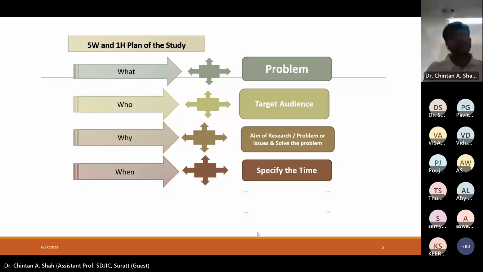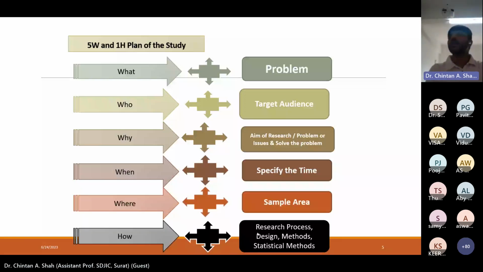Then where? You have to identify the sample area from where you can get the data, and how? Through process, through method, through the statistical techniques that we have. So this is very important, 5W and 1H. Whenever you are doing research, you should focus on these things. At least it will take 6 months. You can ask all the questions, it will take 6 months.